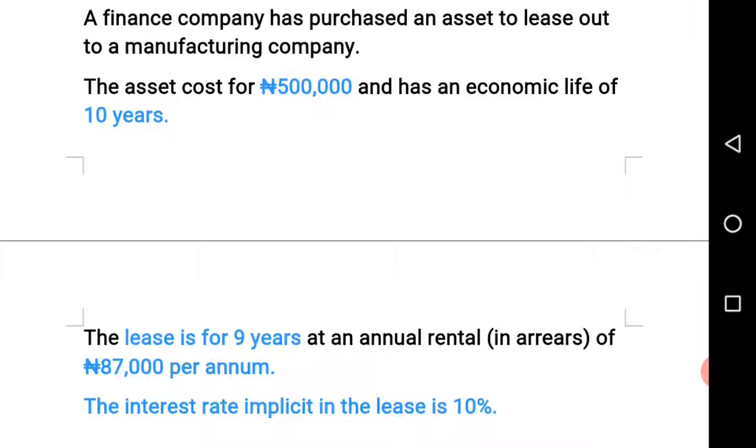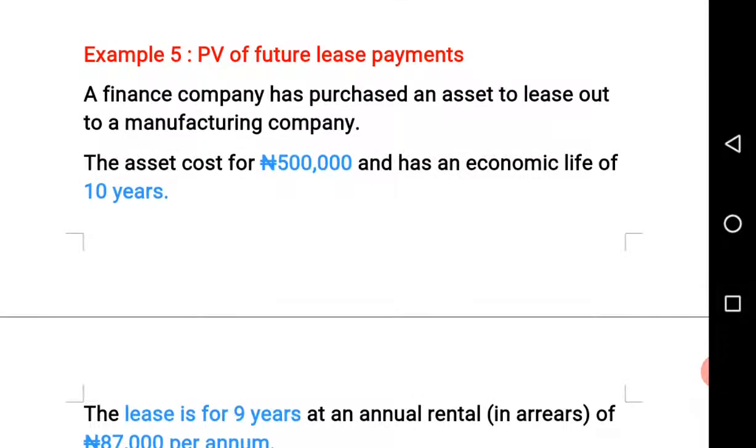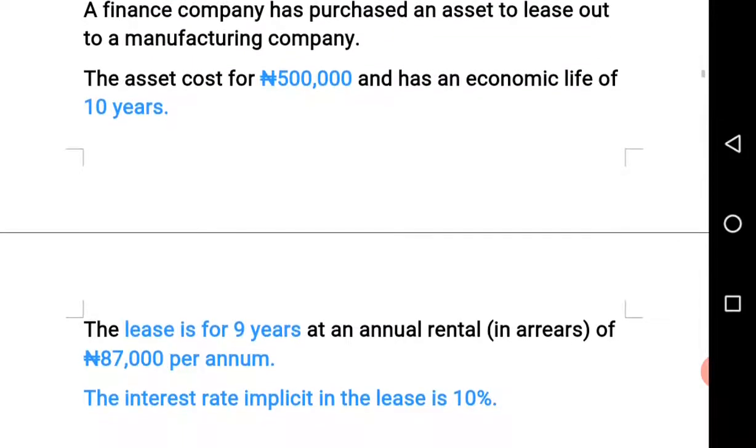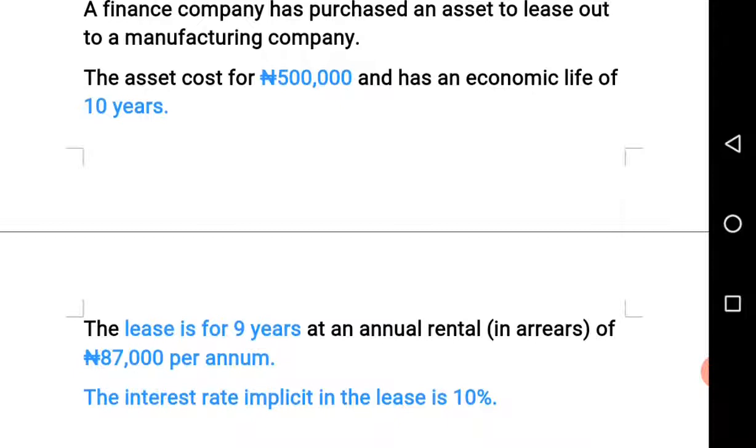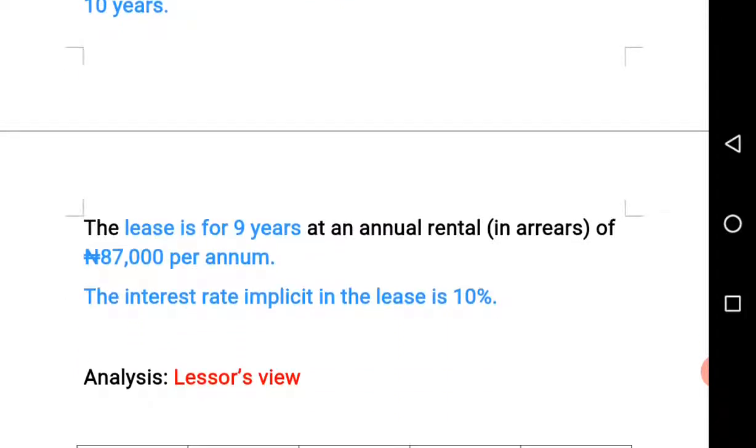Now, from this part of the question, we could already guess, okay, we had the definition of finance lease before, that it occupies a substantial part or period of the economic life. Here we have a 10-year economic life, and the asset is to be leased for 9 years. That is a whole lot of time compared to 10 years. So we could just guess that this type of lease is a finance lease, but we'll look at it further to see if it's true. The interest rate implicit in the lease is 10%.